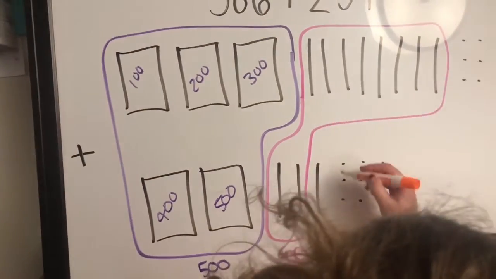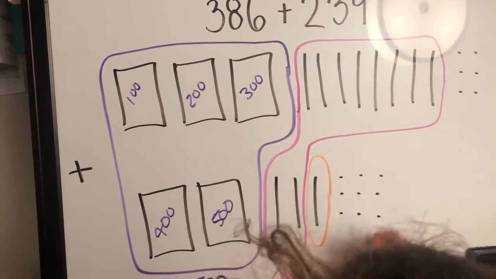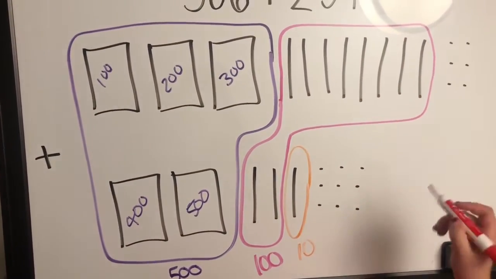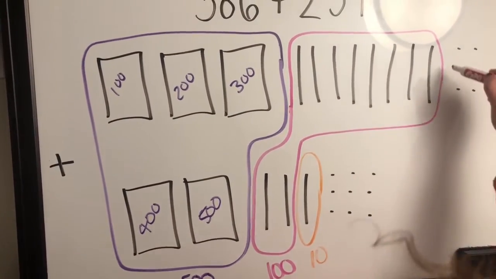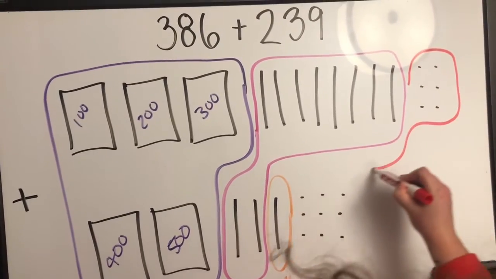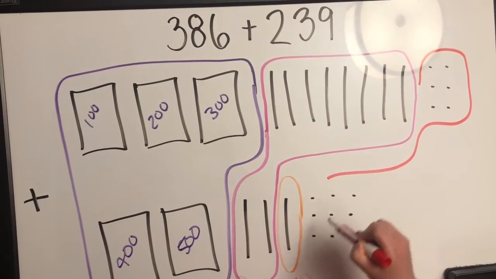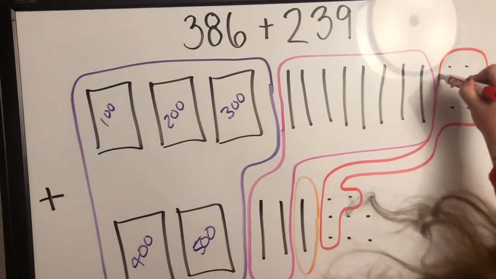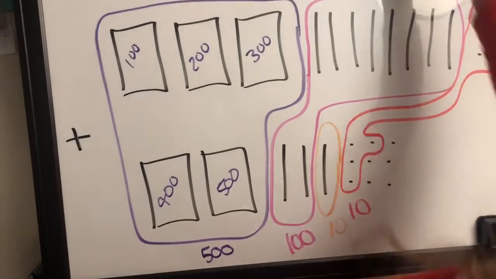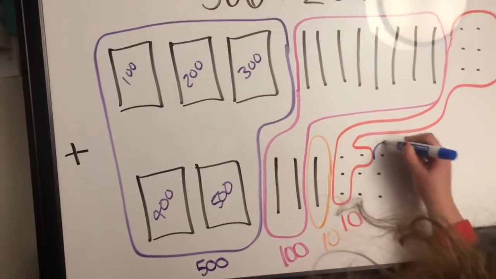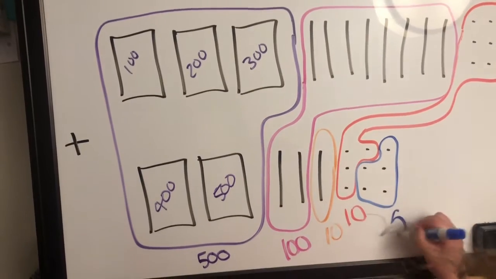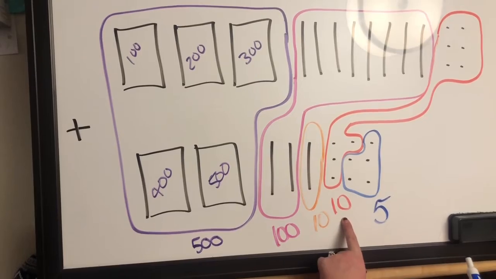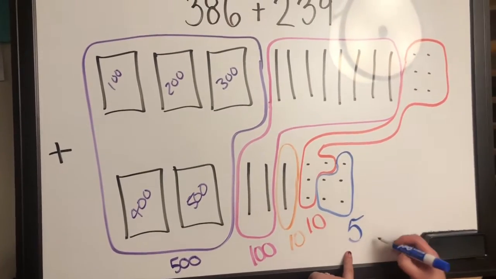What I'm going to do next is I've got 10 all by itself. That's 10. Now I know I have more than 10 ones, so I'm going to group 10 of those together. So we've got 6 here, 7, 8, 9, 10. Okay, so we got another 10 here. And last we have 5 ones left over, making that 5. So 500, 600, 610, 620, 625 is the answer.